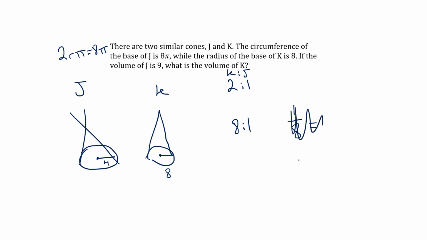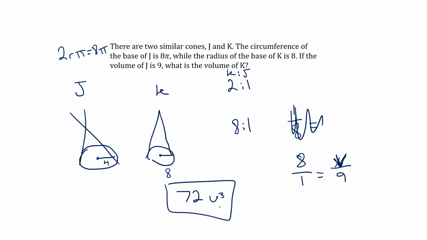The way you set that up in a ratio would be 8 over 1 equals X, which is the volume of K, so I'll call it V actually, over 9. And we multiply both sides by 9. 9 times 8 is 72. 72 units cubed. All right, that's how you use, see, we didn't use the two-dimensional ratio at all because we just skipped right over it. We didn't need it. And that's how you use these ratios.